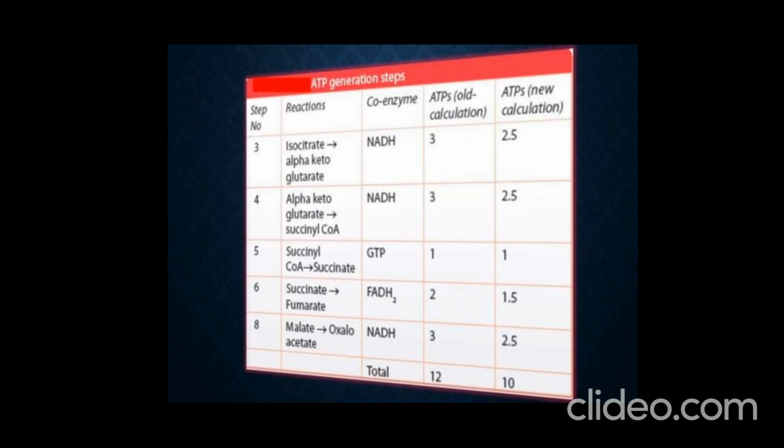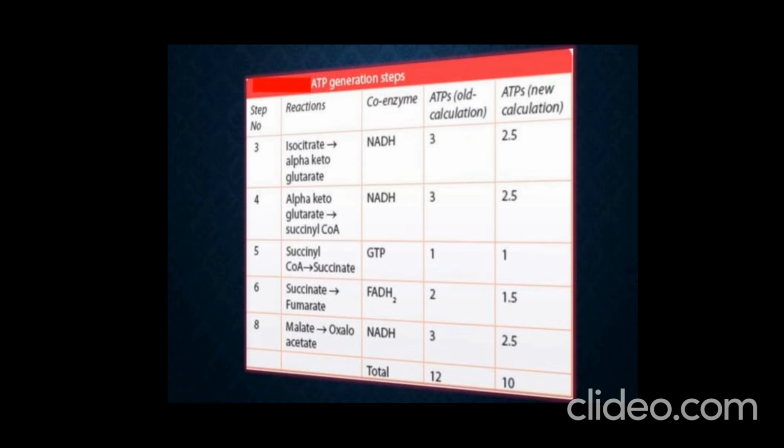ATP generation steps. Now we are going to discuss from which steps the ATPs are formed. That is given in the old calculation and as per the new calculation accordingly in this tabular column. Here in step 3, where isocitrate is converted to alpha ketoglutarate, the coenzyme in that step is NADH2 and ATP formed is 3. In newer calculation it is 2.5.